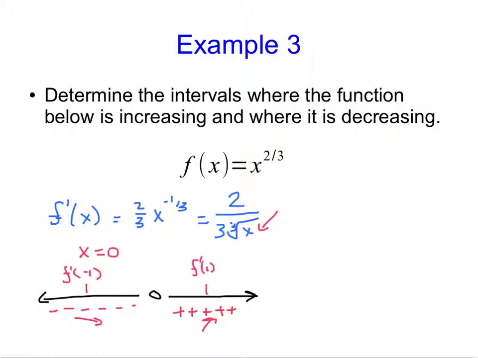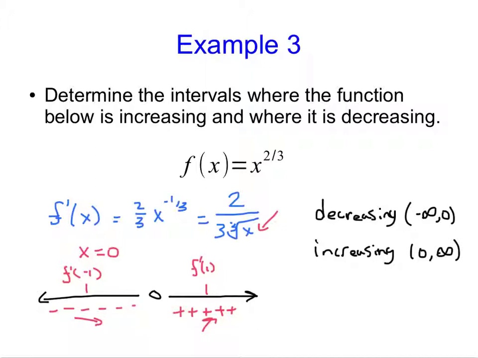That means this thing's increasing. And so let me see if I can write this a little better. I'm decreasing on negative infinity to 0, and I'm increasing on 0 to positive infinity. Let's take a look at the graph.